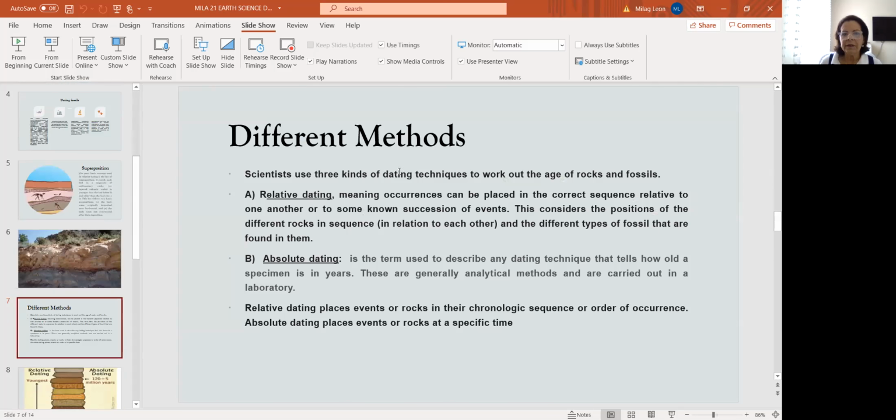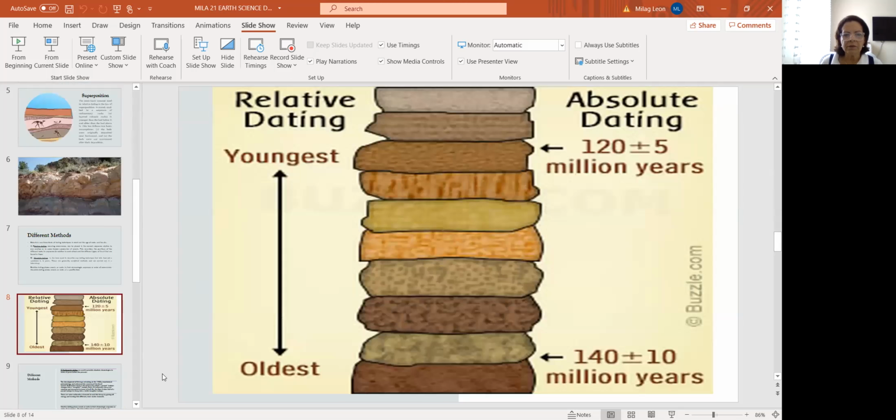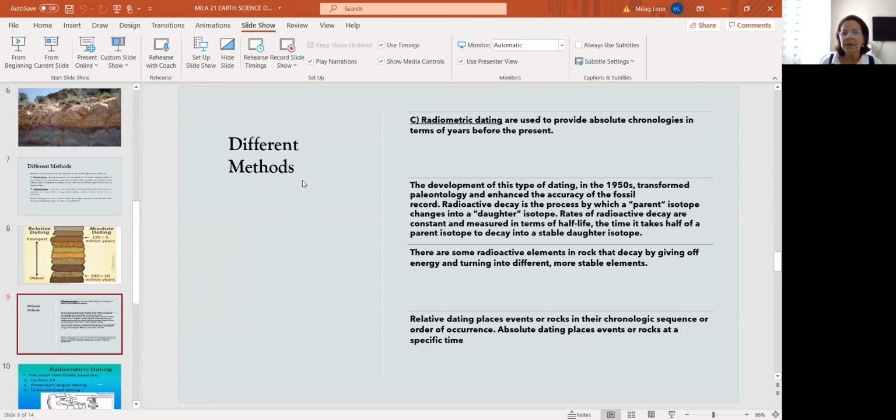Different methods of dating. We have three important methods: relative dating, absolute dating, and of course we have pictures here showing us the oldest and the youngest deposit. And of course the last one is radiometric dating, which is used to provide absolute chronologies in terms of years before the present. We will mention that this was discovered in the 1950s, and it involves radioactive decay, which is the process by which a parent isotope changes into a daughter isotope.